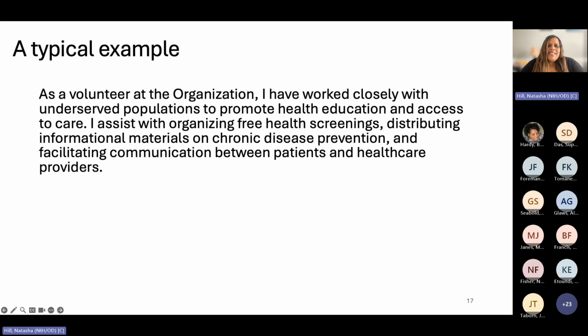So, this is an example of a typical experience we see when we're reviewing the work and activities sections of trainees. So as a volunteer at organization, I have worked closely with underserved populations to promote health education and access to care. I assist with organizing free clinic screenings, distributing informational materials on chronic disease prevention, and facilitating communication between patients and healthcare providers. But what do you think is missing from this description?